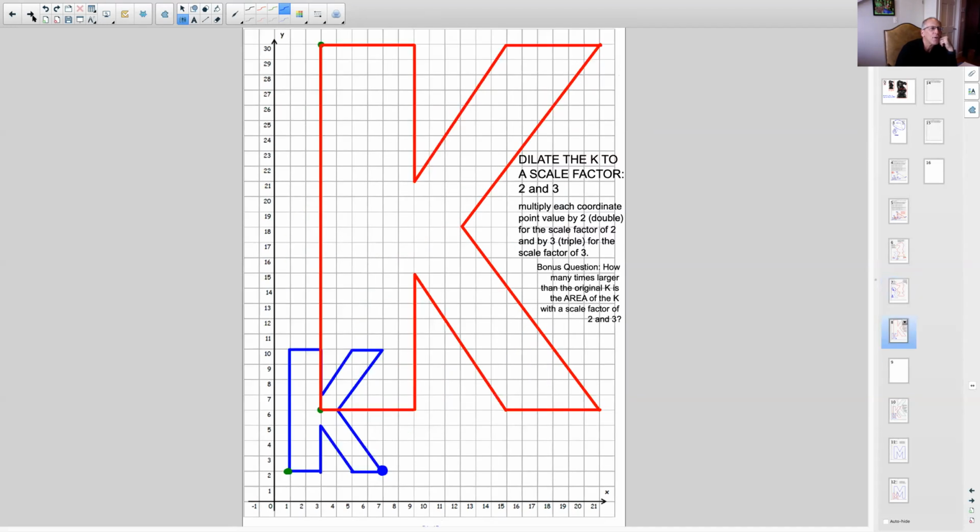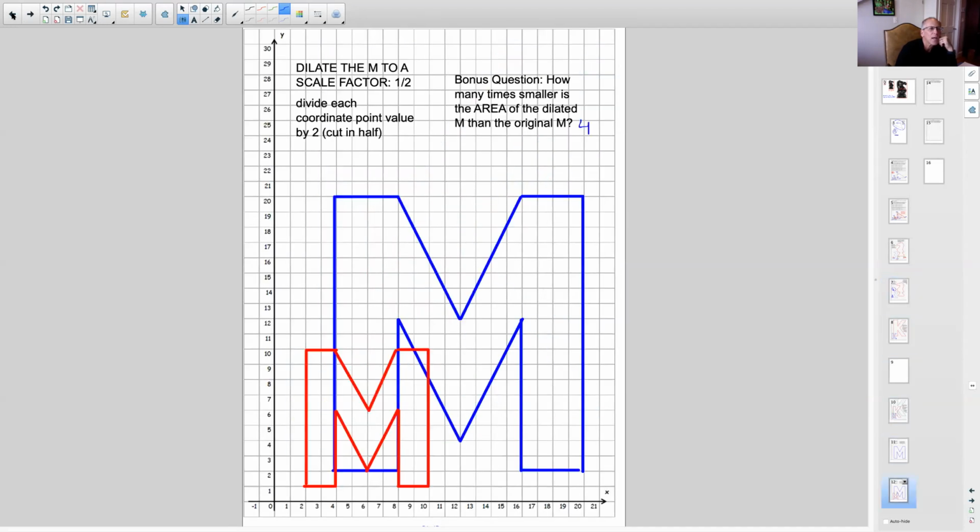Now, if we go further in the packet, you will find a very, very big M. And that big M is for mathletes. And the question is, can you do a dilation of 1/2? That means that you have to cut every value in half.